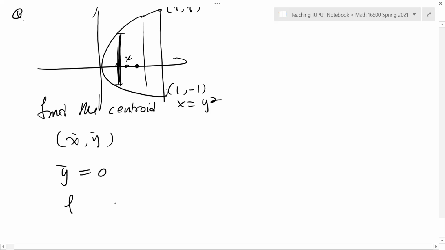So rho of x is going to be double y, so square root of x minus negative square root of x. So it's actually 2 square root of x.